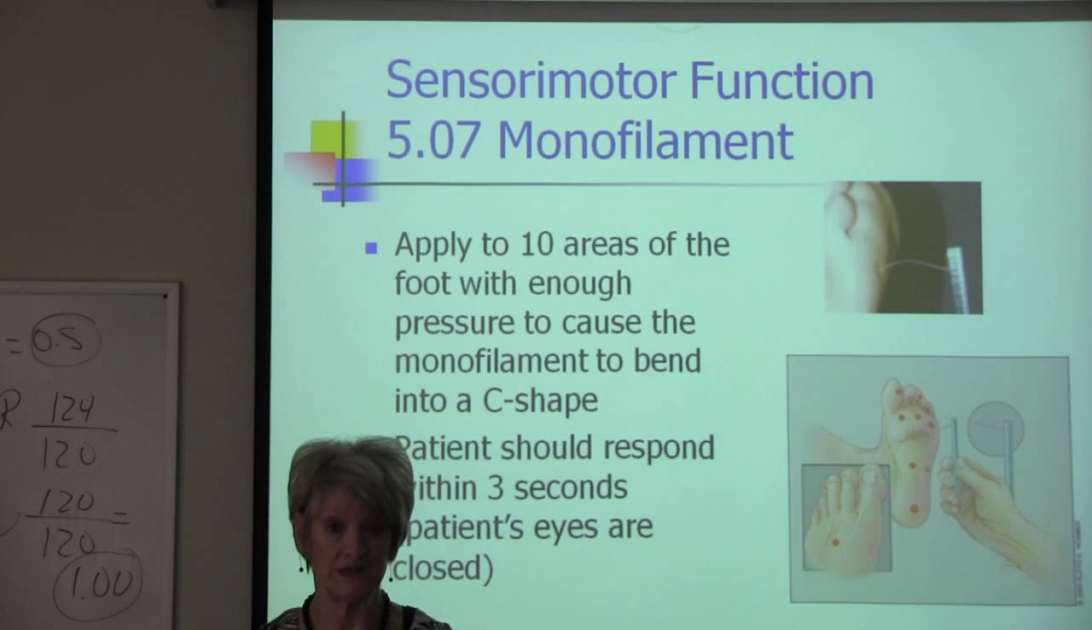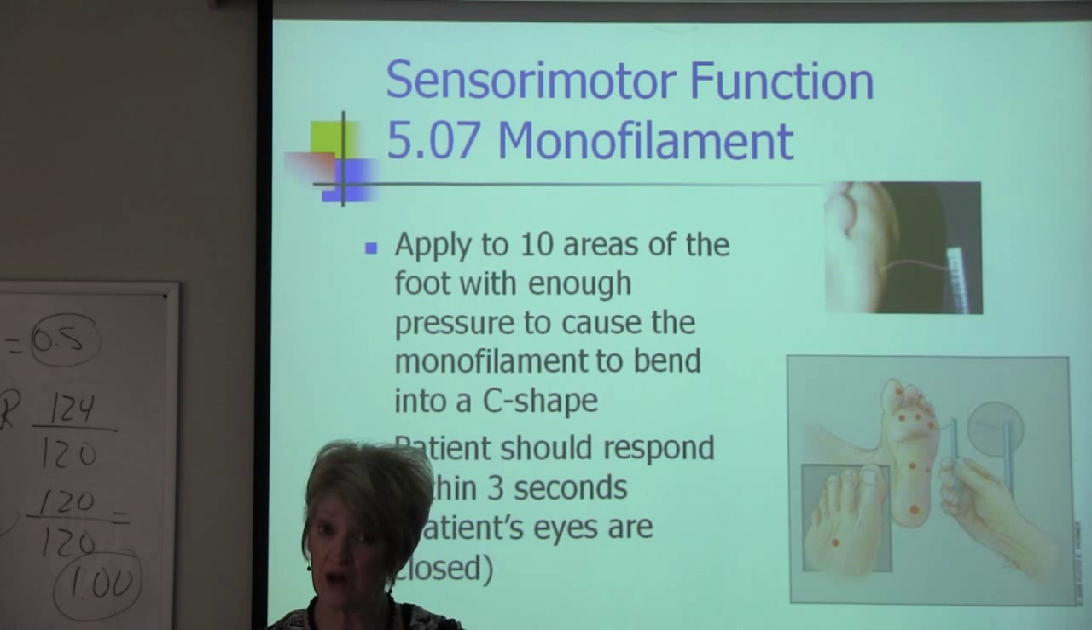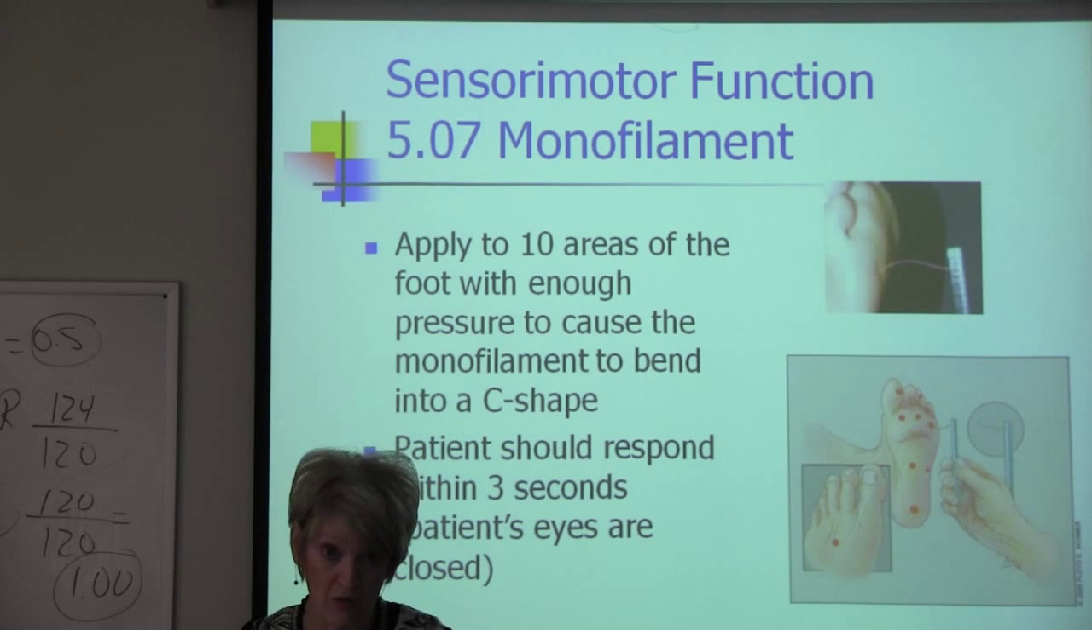Now here's how we do the test. We first show the patient on their hand so they know what it feels like. So we press it against their hand, and then they'll usually say, oh, I feel that, but it doesn't hurt. Right, it feels like a little fishing line. Now I want you to close your eyes. I want you to tell me when I touch the bottom of your foot, and if you know where I touched you, I want you to tell me where.